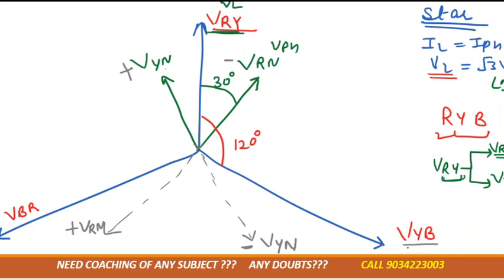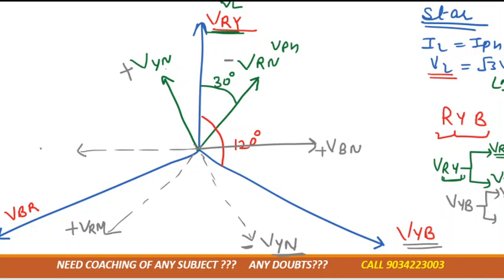Now VYB, there is another line voltage VYB. Again it is made up of two phase components. One is VYN and another component is VBN. One component we have already drawn, so we need to draw one more component, that is VBN. Now we can extend this component: if it is positive VBN, then we extend it to minus VBN. So we get all the components like this.